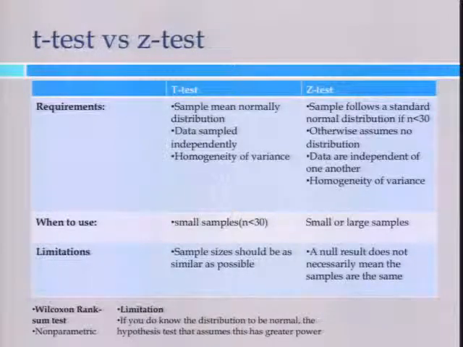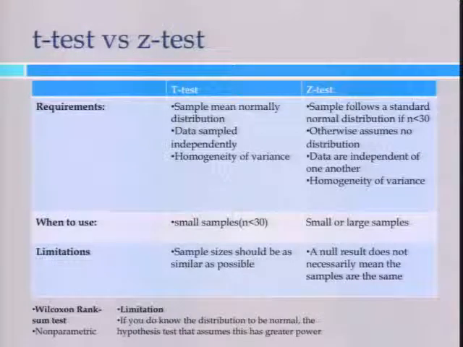The z-test has basically the same assumptions as the t-test. However, it assumes normal distribution only for small sample sizes, but assumes no distribution for larger ones. And it can be used for small or large sample sizes. So there are limitations to both of these tests. The sample sizes should be as similar as possible, but there's some leeway. And a null result does not necessarily mean that the samples are the same, simply that the test fails to detect the difference.